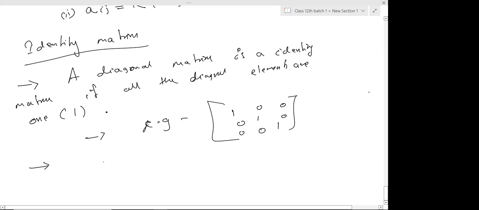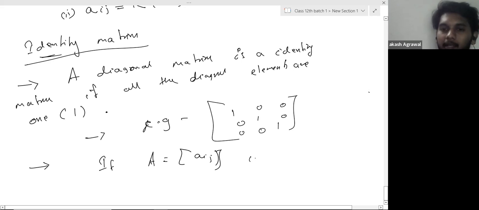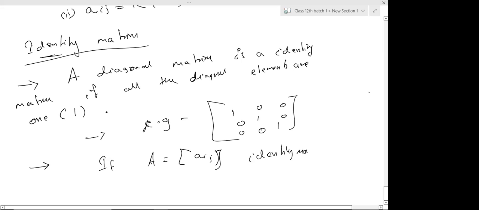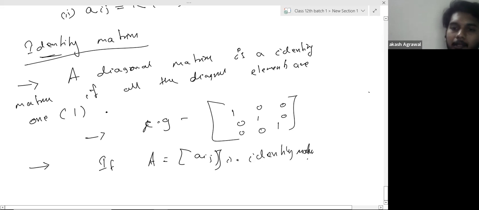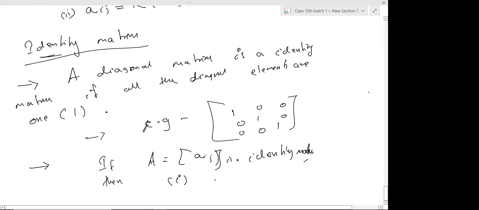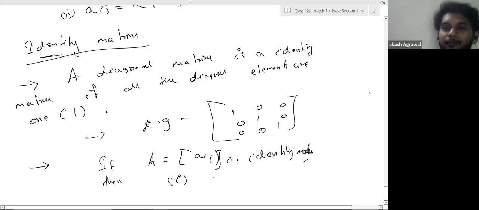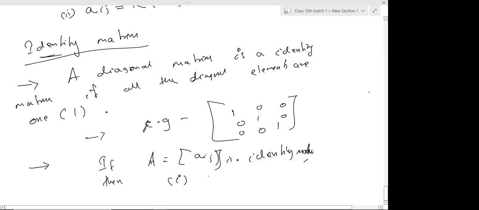Yes, sir. If A equals Aij is a diagonal matrix, then Aij is equal to... We are talking about identity matrix, right? Yes, sir, identity matrix. All right, then the first condition will be diagonal matrix. Tell me what I should write. Then Aij is equal to 0, where i is not equal to j.